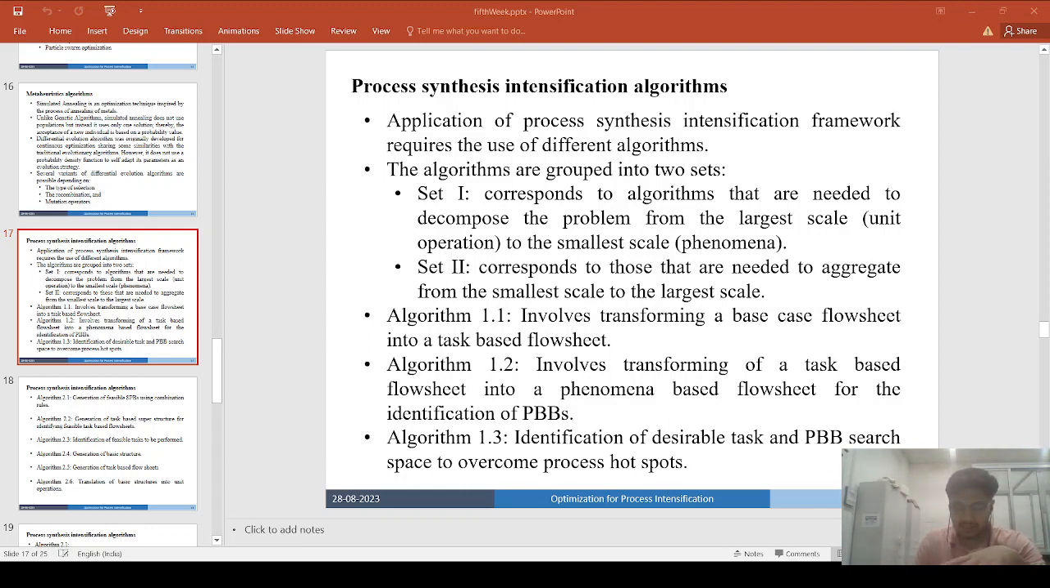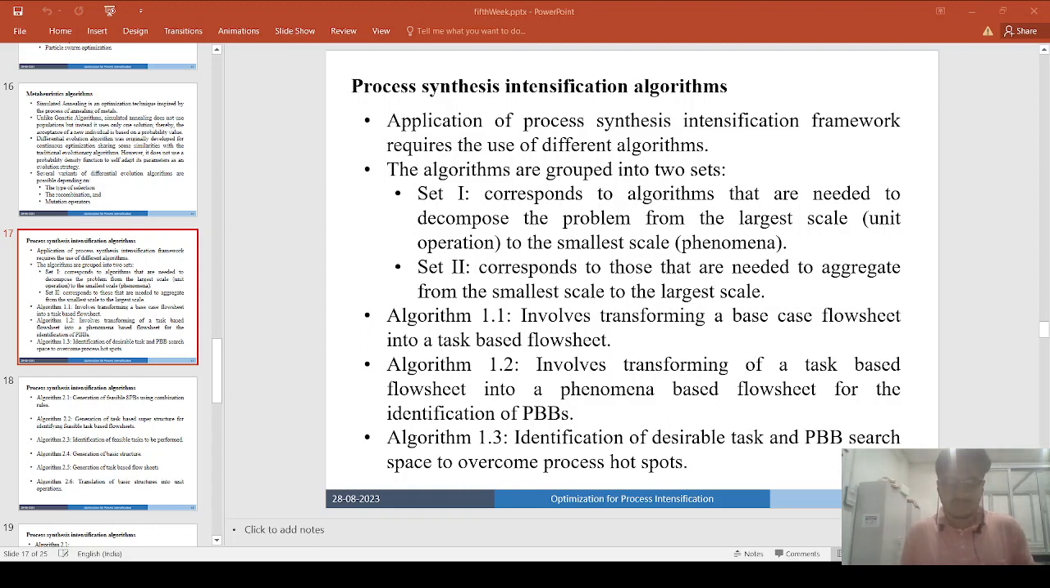You will be readily given that this is the reference base case design and these are the hotspots that need to be translated. Then it will be translated into design targets. There the algorithms identify a set of desirable tasks and phenomena based blocks that will represent those individual tasks, those desirable tasks.